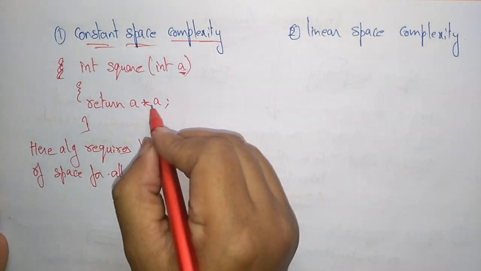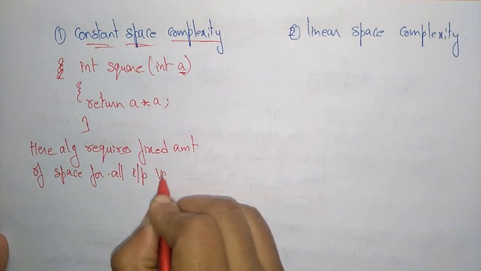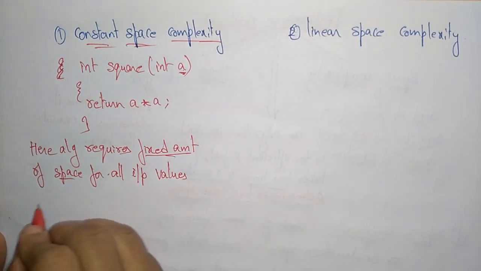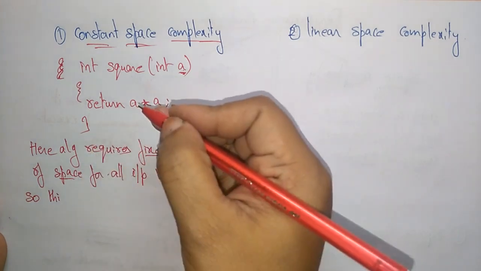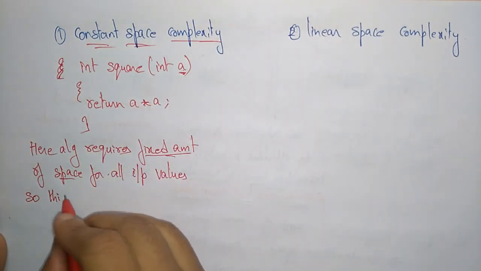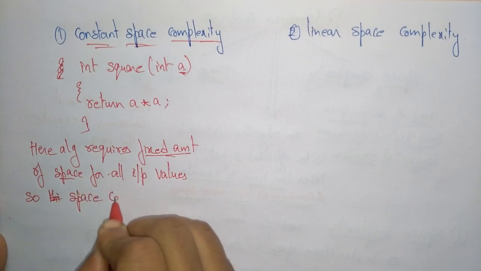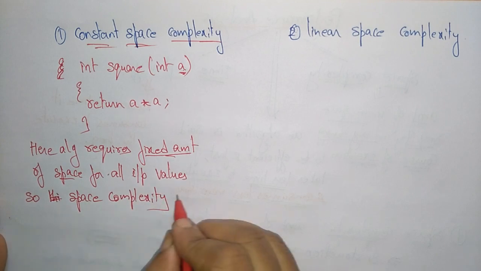Only one input is there. For all input values we are using a fixed amount of space. This type of complexity you call as constant space complexity.